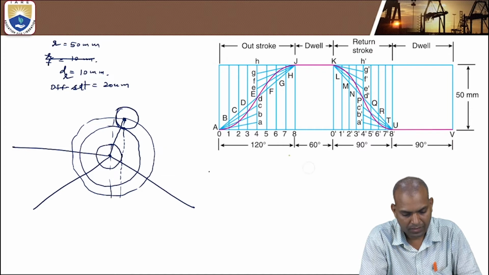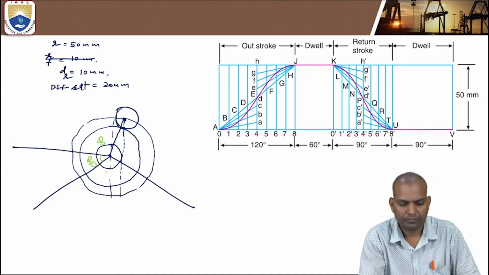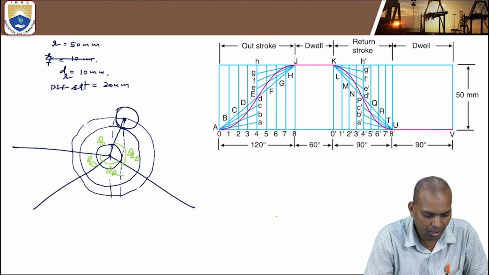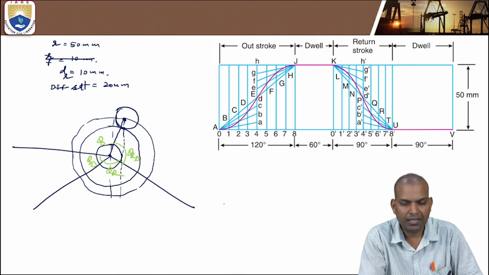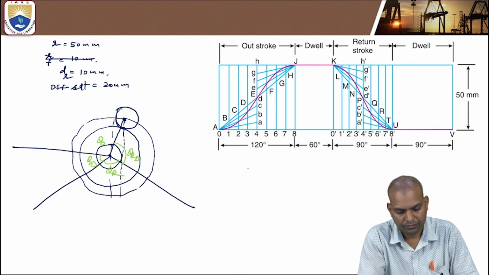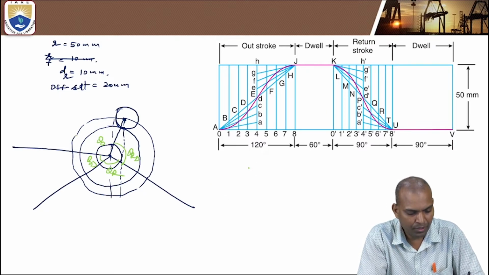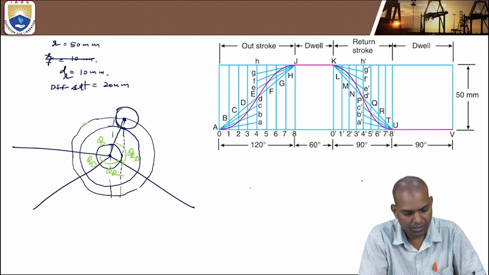So this is theta O, that is the outstroke. Theta OD is the angle turned during dwell. Now divide the prime circle into 8 number of parts. Taking the dark color, divide this prime circle into 8 number of parts.